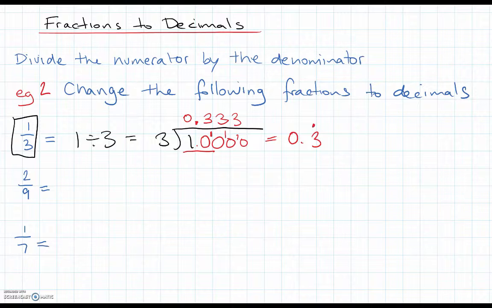I don't need to keep writing out my 3's. Another way of writing it is 0.333 and then have like 3 dots after it. That means that those 3's are going to continue on. Those are the two ways of writing repeating decimals.